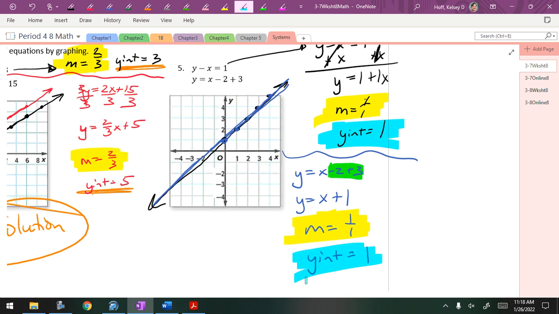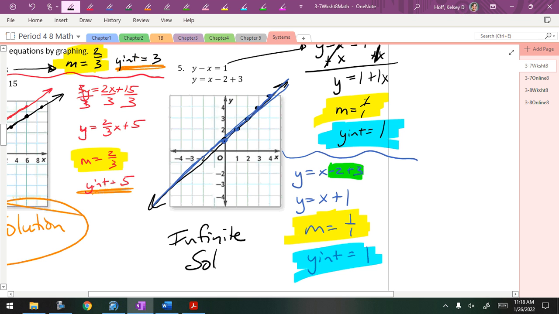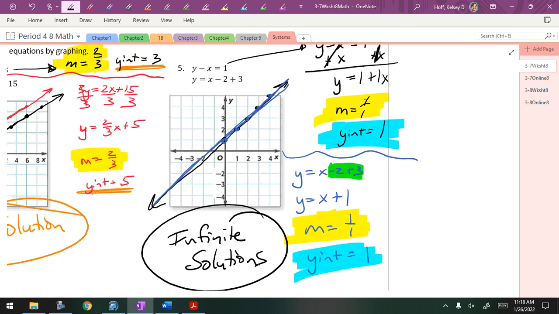What's the answer to this one? Nice, infinite solutions. Every single point on that line, on the black line, is also on the blue line because they are identical. So infinite meaning never ending. Every single point you pick on one is going to be on the other.